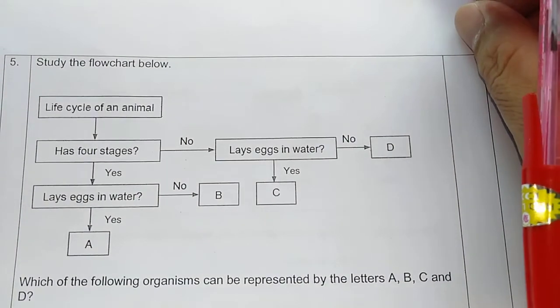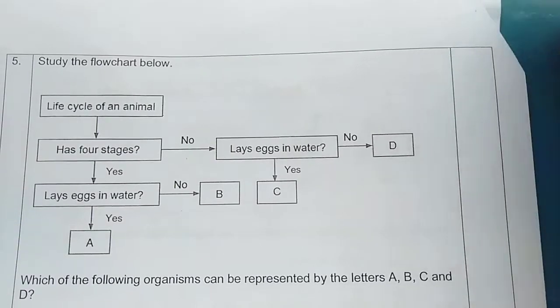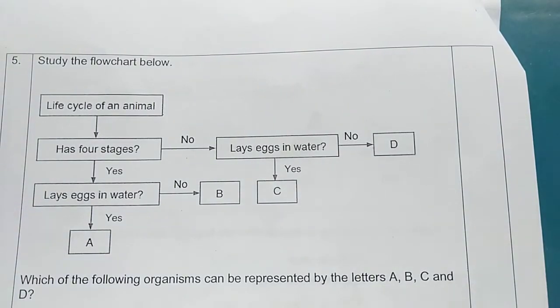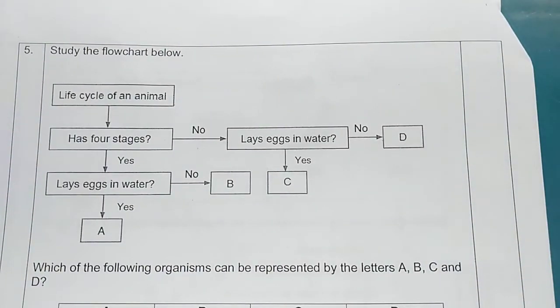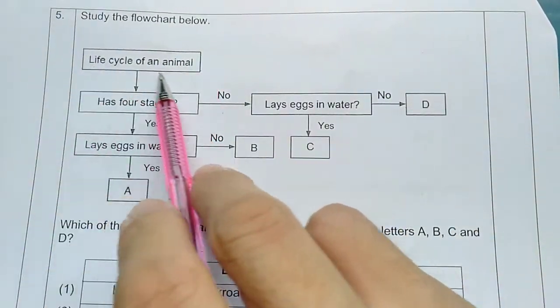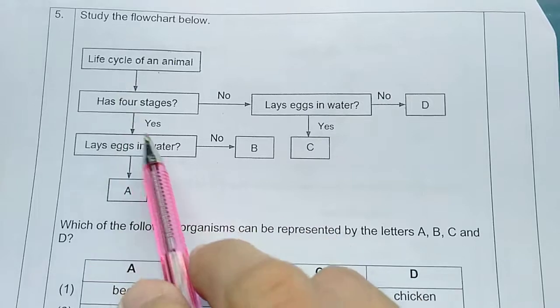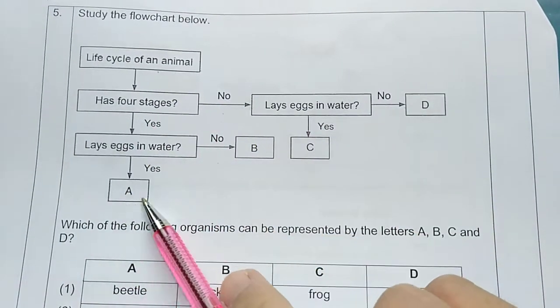Now this is a flow chart diagram, so you're going to follow the flow chart when you are trying to solve this question. So which of the following organisms can be represented by A, B, C, and D? Now for this, we'll try to be lazy, as in we don't have to solve every single one. So let's be smart. Now 4 stage, let's start from here. Must always go to the starting point. Has 4 stage? Yes, no. So anything below the yes are of 4 stage life cycle.